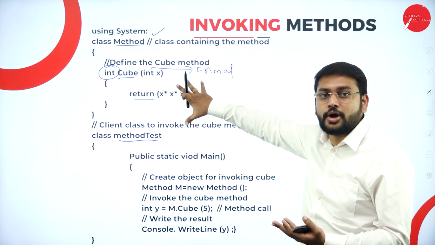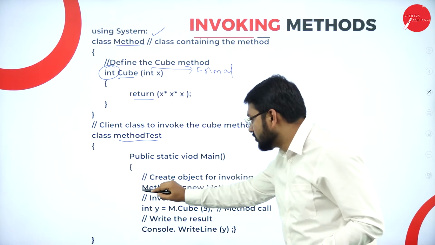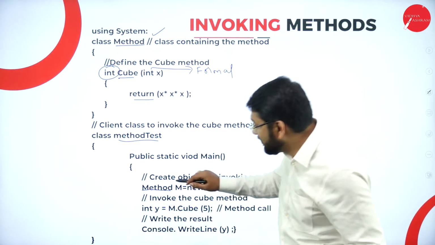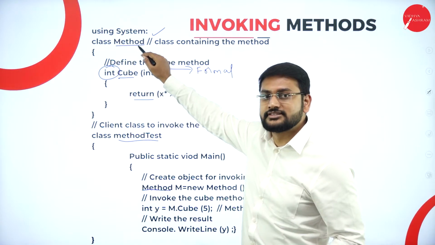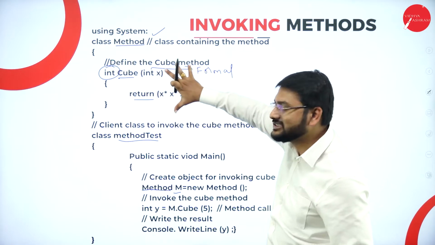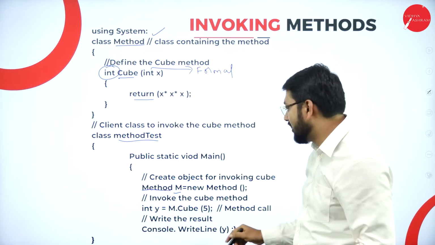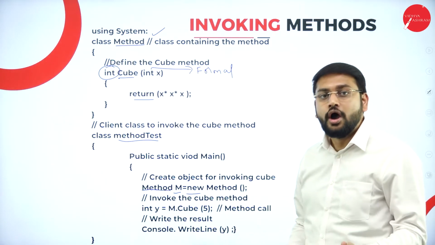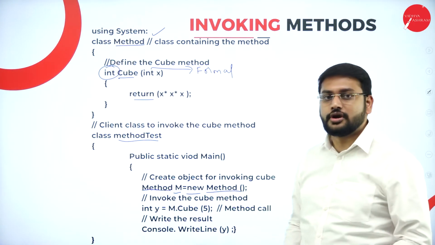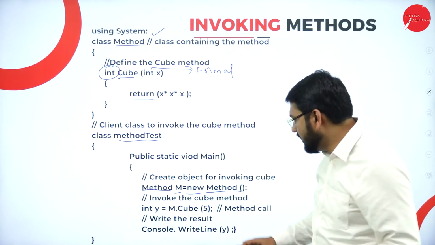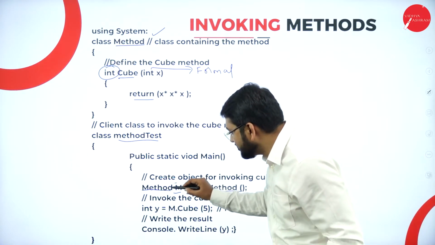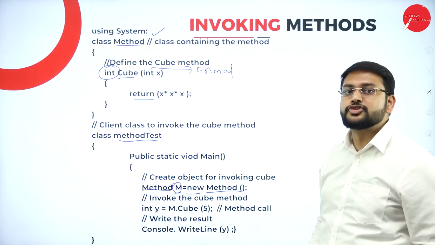In this main method, I will create the object for this class. How do I create the object? Observe. Why is this Method coming? This Method is the name of this class, and this m is the object which I'm creating for this class. Using this new keyword, I will allocate the memory for this Method constructor. Basically this line is creating the object, and the object name is m. That's what you need to remember at this point of time.